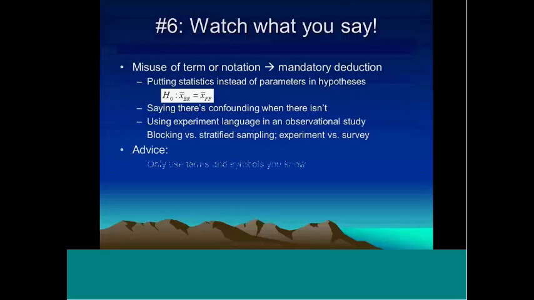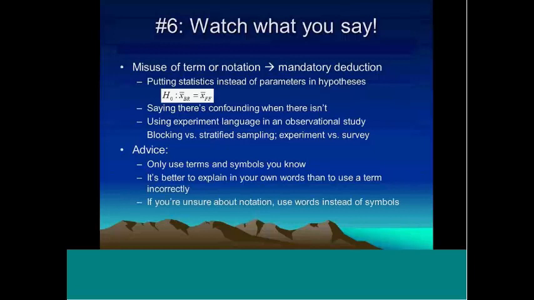My advice, only use the terms and symbols that you know. It's better to explain it in your own words than to use a term or symbol incorrectly. So you can use words. It's okay to write population mean equals 8 as your null hypothesis. It's okay. Better than writing X bar equals 8 and getting a mandatory deduction.